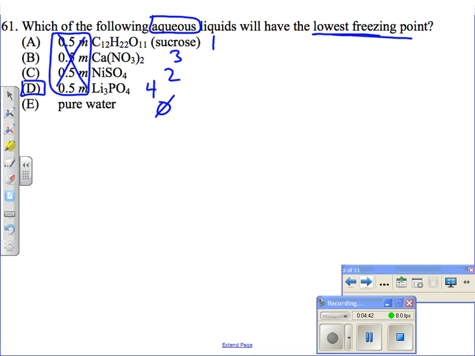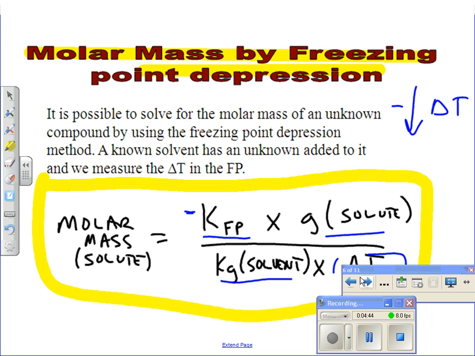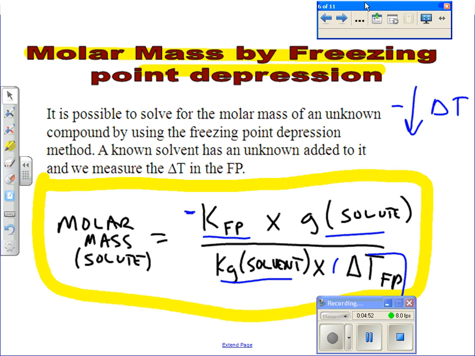That would have the lowest freezing point. You've got to understand the relationship before you even start. One of the things that happens more on the free response than anything else is you are required to calculate the freezing point by the molar mass method. So you find molar mass by freezing point.